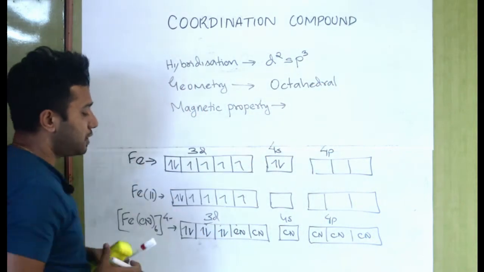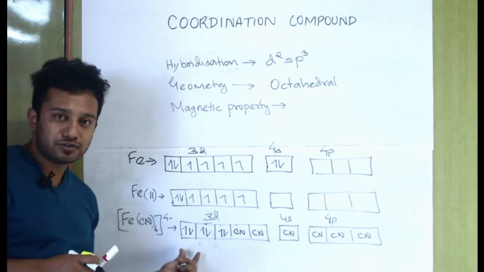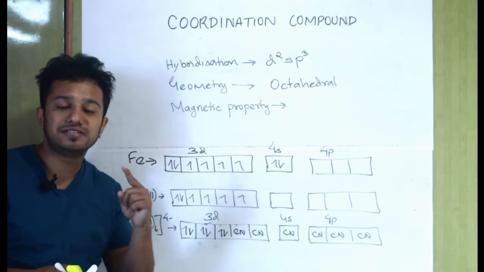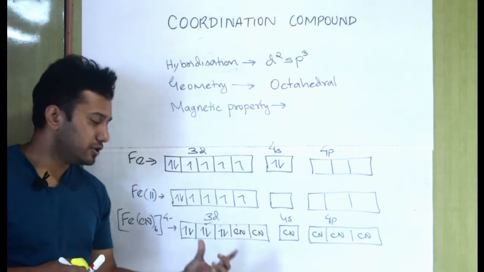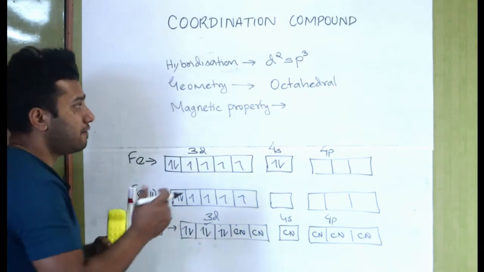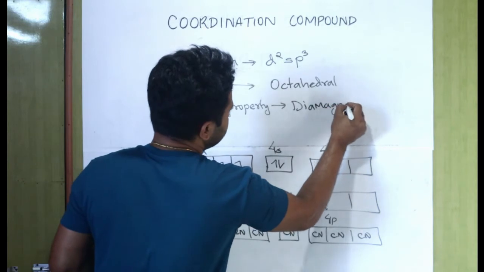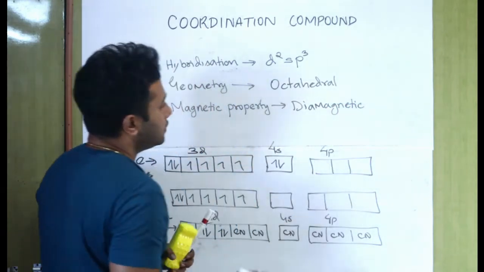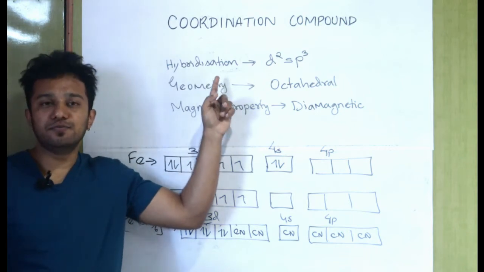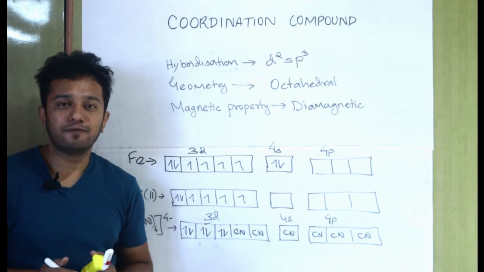And the magnetic properties. So out here, when you look at all the electrons, this is paired, and this is also paired. There is not a single unpaired electron out here. So all the electrons we have, they are paired up. If all of them are paired, we shall have diamagnetic. So using valence bond theory, we find the hybridization, we find the geometry, and we find the magnetic properties. So we'll try for another.